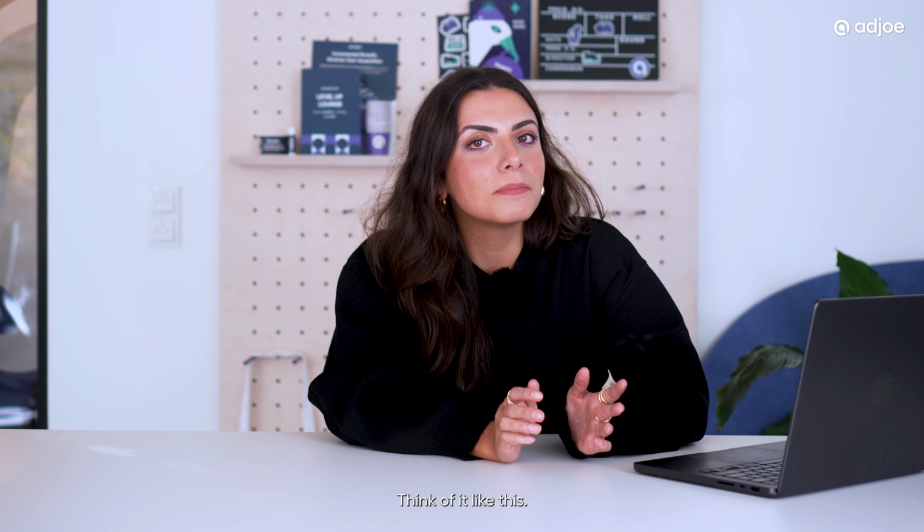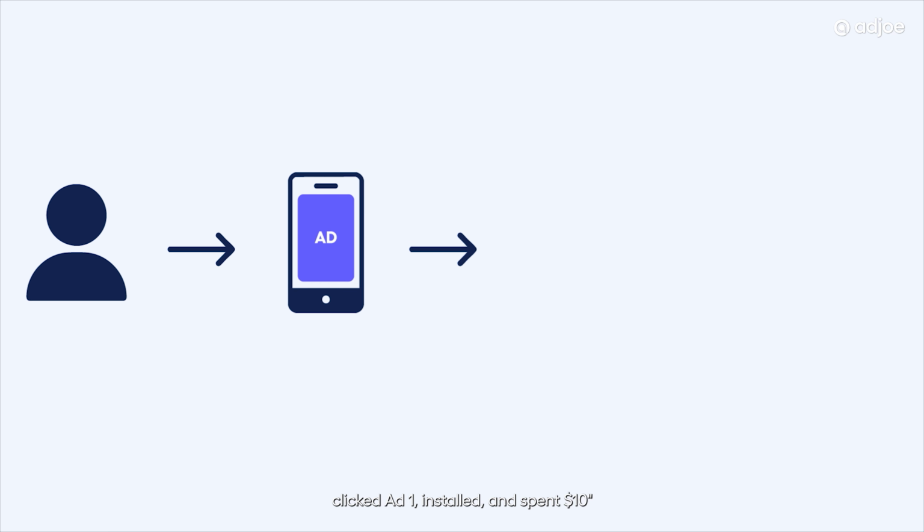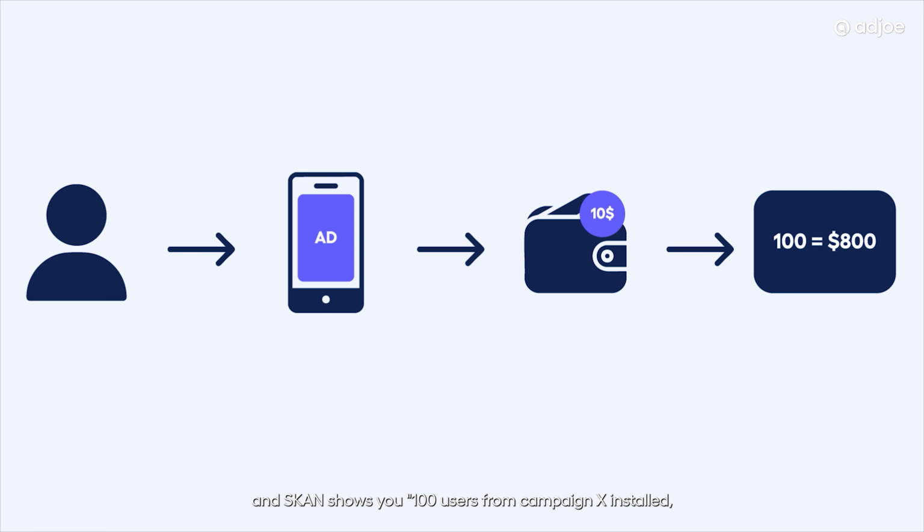Think of it like this. Traditional attribution shows you user A clicked ad 1, installed, and spent $10. And SKAN shows you 100 users from campaign X installed, and collectively they generated $800 in revenue. So you get the big picture, but lose the individual details.